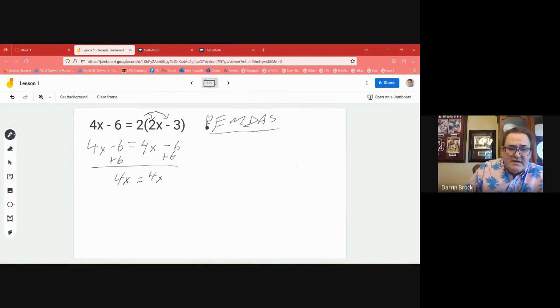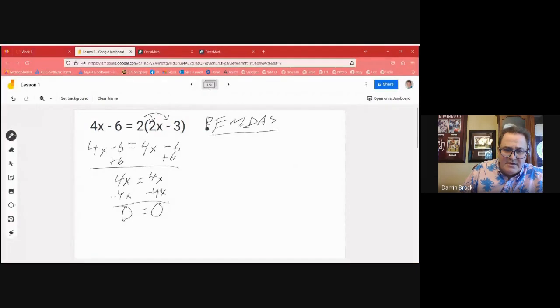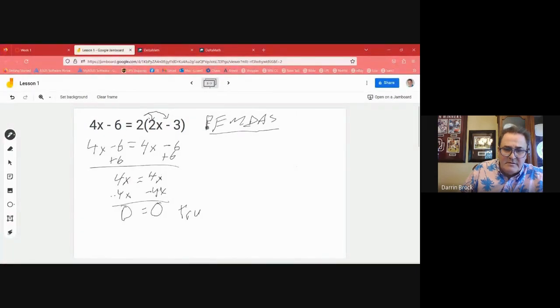We've got x's on both sides. Let's move all the x's from here. Negative 4x on this side. We'll subtract it from the other side as well. 4x minus 4x is 0. Over here, 4x minus 4x is 0. We've got 0 equals 0. That is a true statement all the time, right? No matter what x value is, the x disappeared. All we have left is 0 equals 0, which is a true statement.